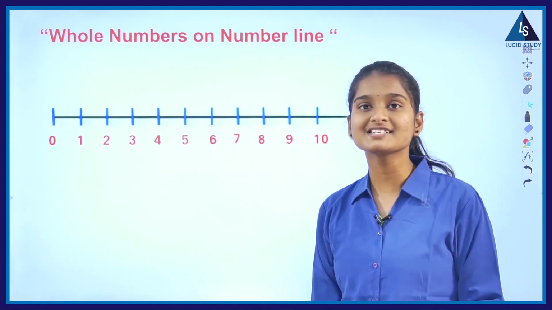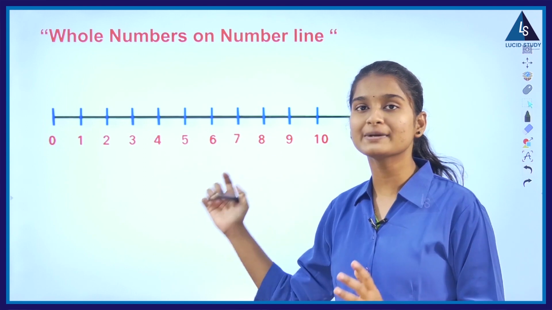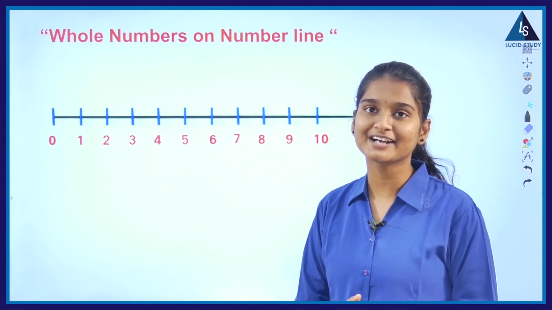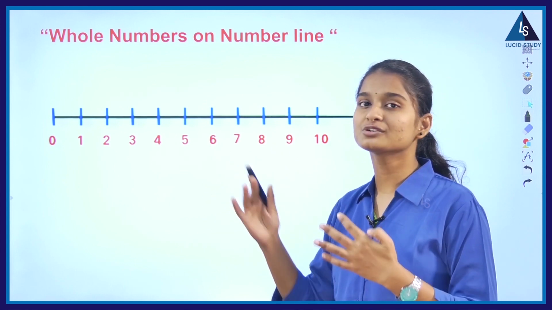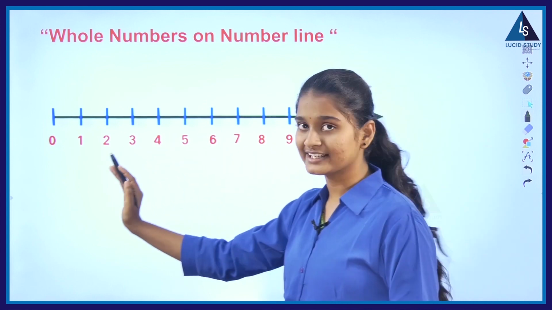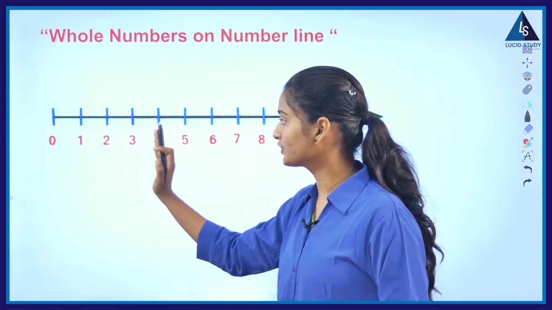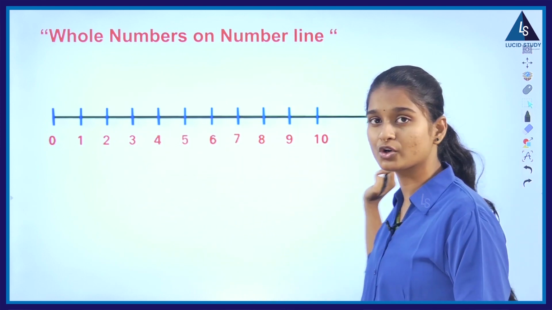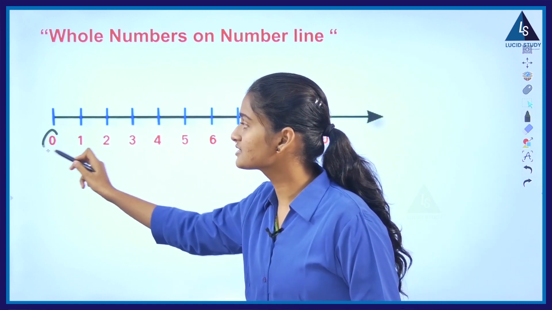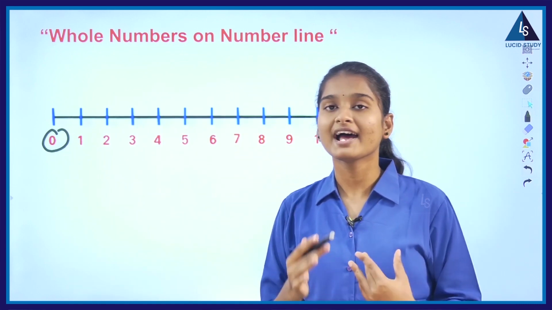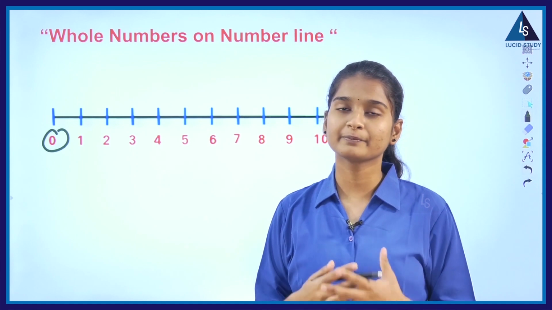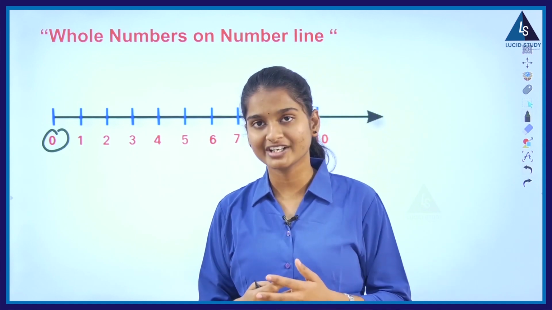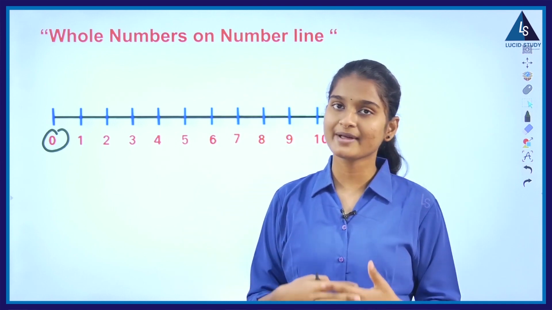Children, this is how we represent whole numbers on the number line. As I told you, students, whole numbers start with 0, so the number line should also start with 0. Starting with 0, 1, 2, 3, 4, 5, 6, 7, 8, 9, 10 and so on. Whole numbers always start with 0 and do not have any endpoint, that is why we say whole numbers go up to infinity. Now let us go through some examples.